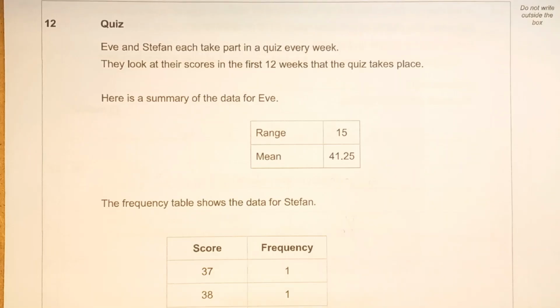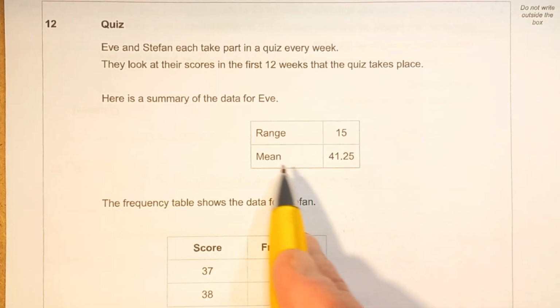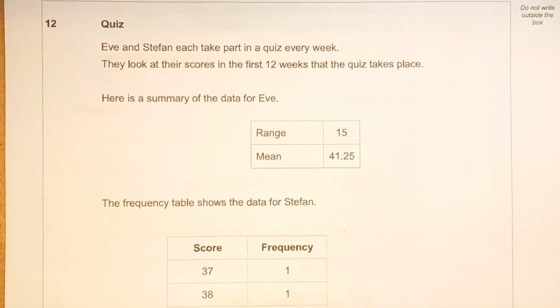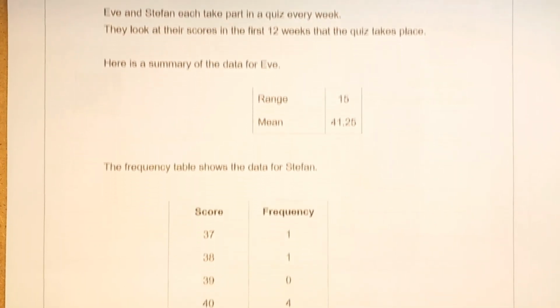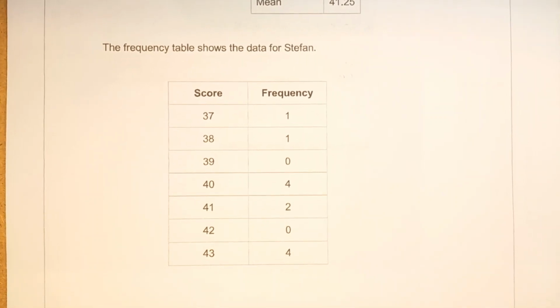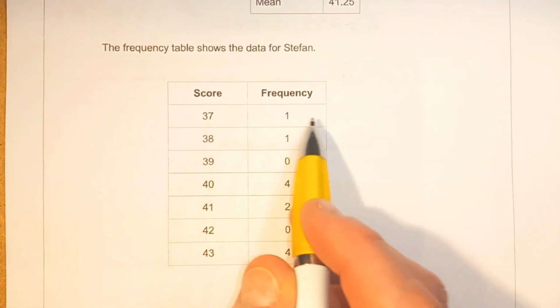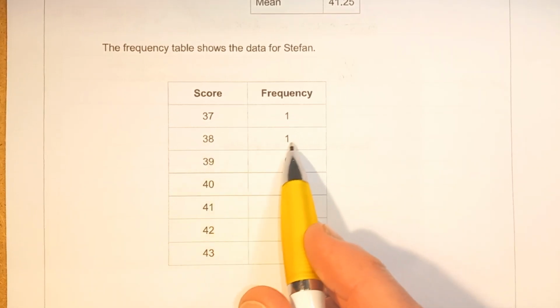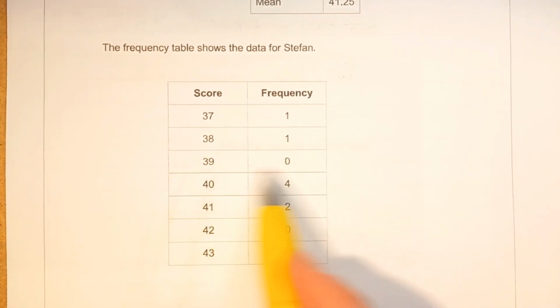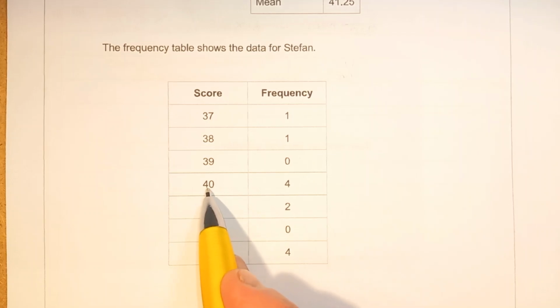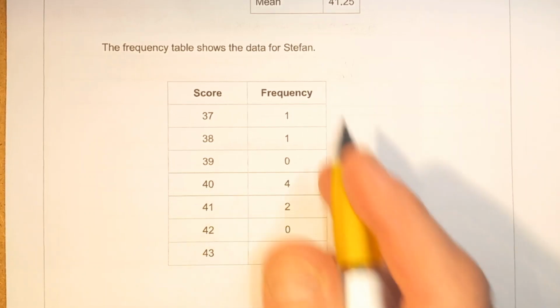Question 12. Eve and Stefan each take part in a quiz every week. They look at their scores in the first 12 weeks that the quiz takes place. Here is a summary of the data for Eve. She got a range of 15 and a mean of 41.25. The frequency table shows the data for Stefan. So we've got this down here. So he got a score of 37 once, score of 38 once, score of 39, 0. So he never got a score of 39, but he did get a score of 40 4 times, and so on. So what's the actual question we've got?